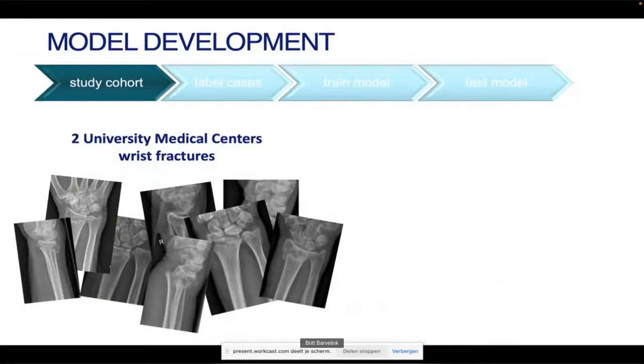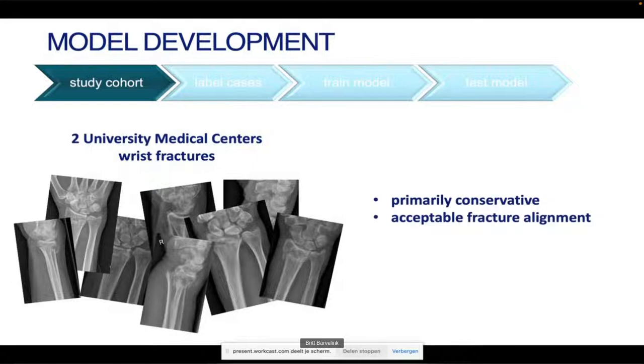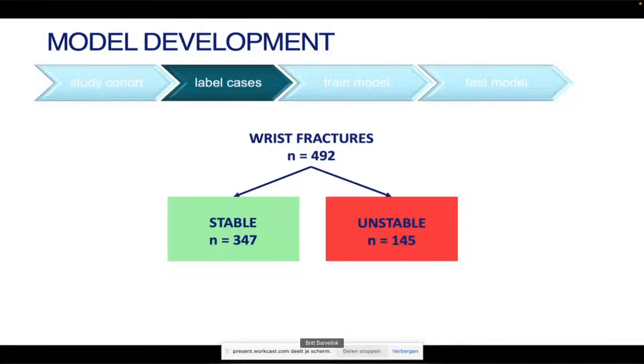The difficult thing in clinical research is that it's quite hard to collect lots of patient data. And that's the good thing about our machine learning consortium. We are able to collect radiographs from different centers. In this case, we collected radiographs in two university medical centers in the Netherlands. And then we selected cases that were treated primarily conservatively, so no operations, and fractures that had an acceptable fracture alignment after a reduction. Then we labeled these cases and we ended up with almost 500 wrist fractures, of which 350 were stable and 150 were unstable.